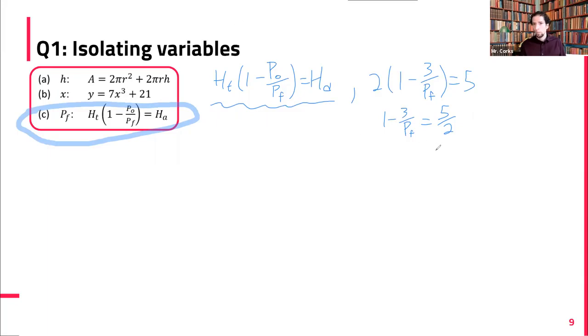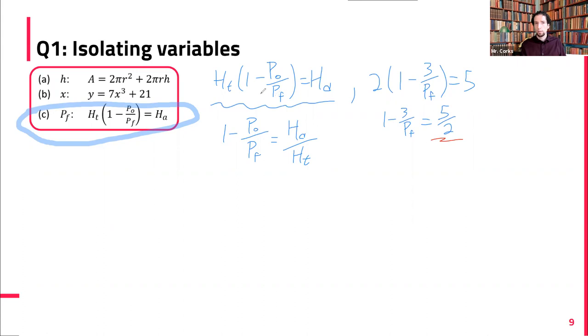Professor, can I ask a question? Sure. Couldn't we just do expanding on the first step? You could. I don't think that's necessary. It seems easier to just divide by HT. Let's write this over here: 1 minus P naught over PF equals HA over HT. This seems simpler to me.